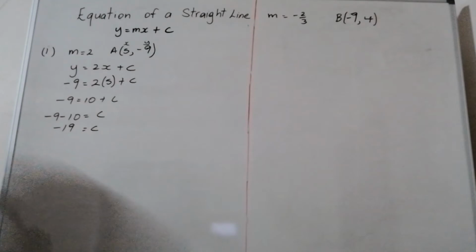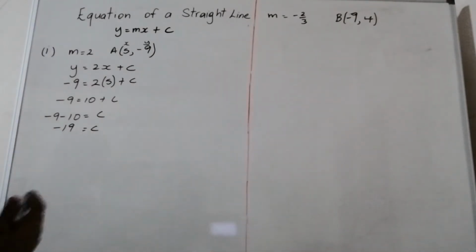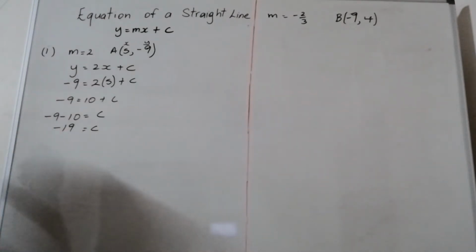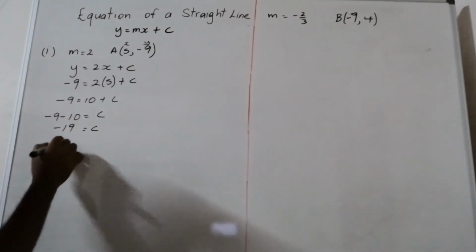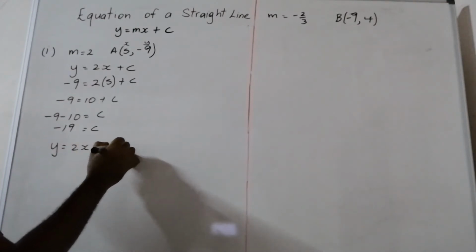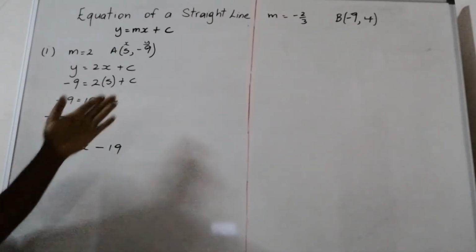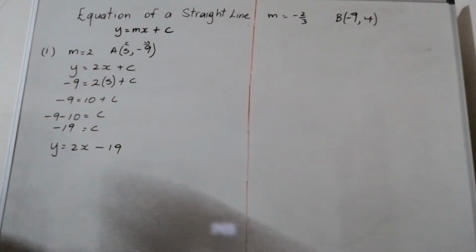So the line will cut the y-axis, the y-intercept, at minus 19. So now the equation of this straight line will be y is equal to 2x take 19. And then we could find every point on that line knowing our equation. So let's try the next example.